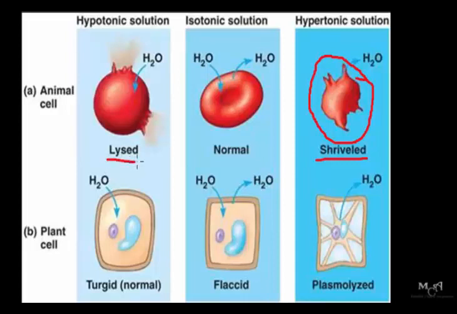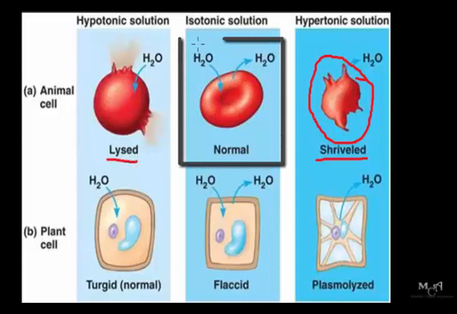But when it is placed in an isotonic solution, which is a normal solution, a solution that is completely equal, you see it becomes normal. The cell becomes normal. Now look at the case of the plant cell.